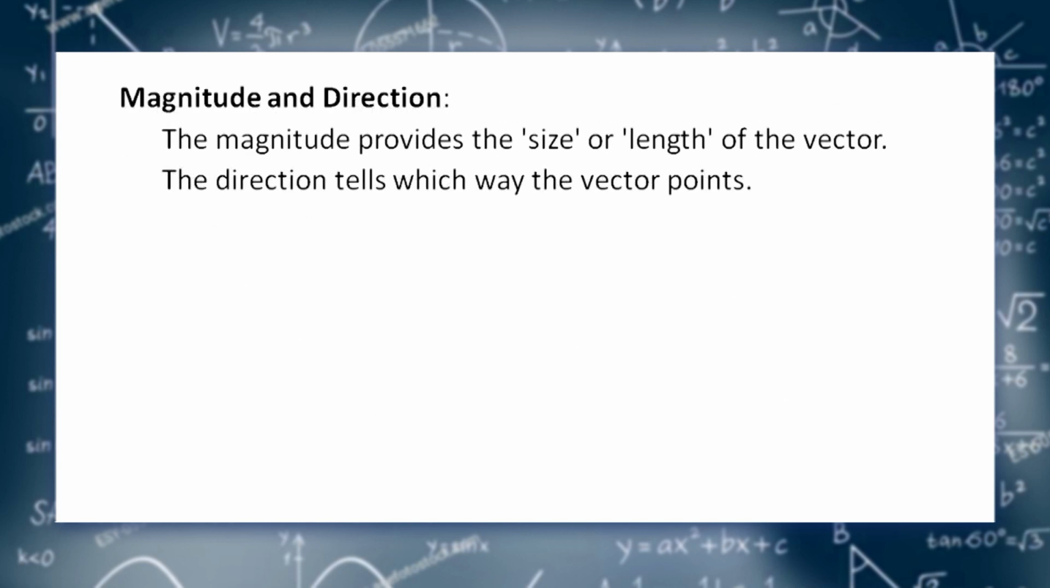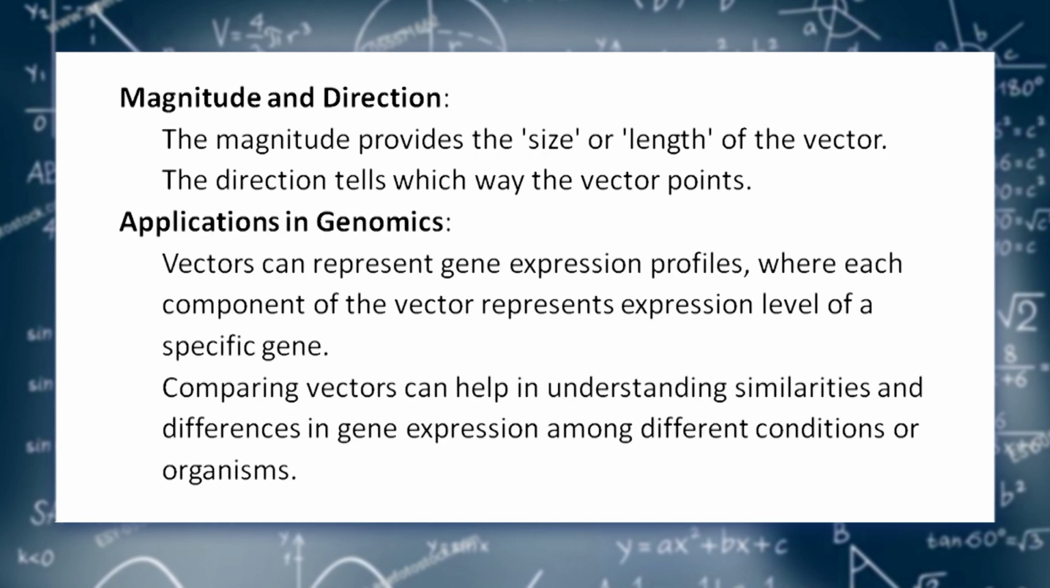Magnitude and direction is another important property used in vector algebra. The magnitude provides the size or length of the vector and the direction tells which way the vector points. Applications in genomics: vectors can represent gene expression profiles, where each component of the vector represents the expression level of a specific gene. Comparing vectors can help in understanding similarities and differences in gene expressions among different conditions or organisms.